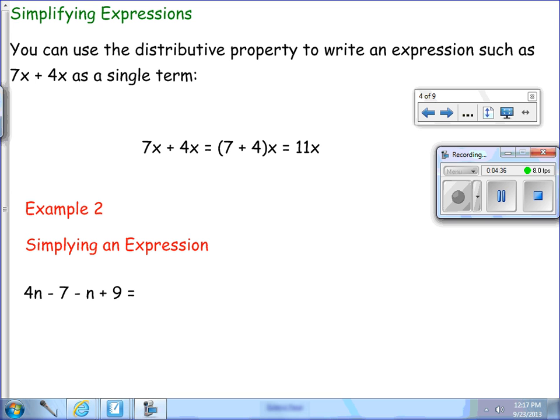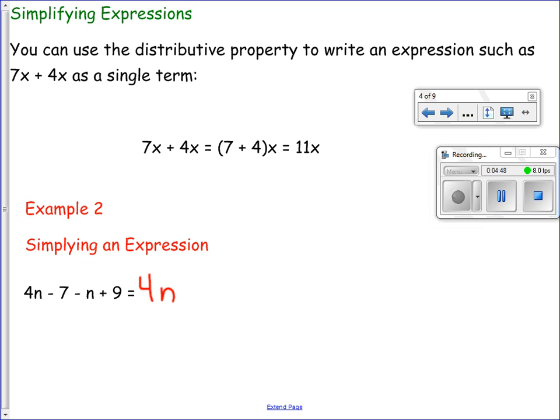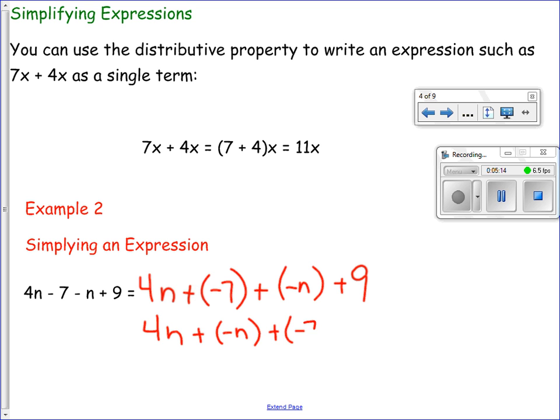So now we can simplify an expression in example 2. And we can do like we did in the previous example, change this to a sum: 4n plus negative 7 plus negative n plus 9. Now we have been asked to simplify this expression. So you can take 4n plus negative n plus negative 7 plus 9.